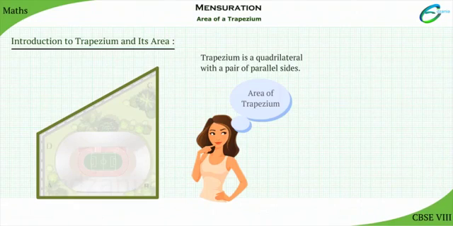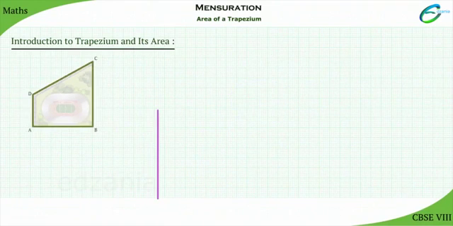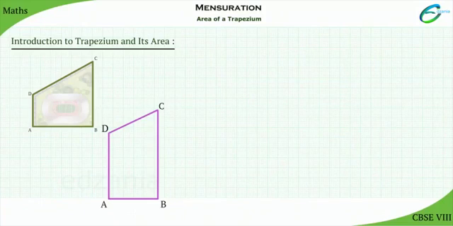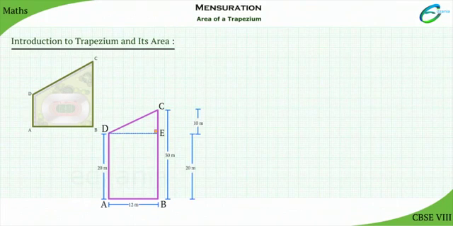Let us name the vertices of the park as shown here. Let us draw a rough figure representing the park and we will name the vertices as shown here. The lengths of the sides AD, AB and BC are 20 meter, 12 meter and 30 meter respectively. Let us draw DE parallel to AB. Then the length of DE is same as length of AB. Now the trapezium is divided into two parts, a rectangle and a triangle.